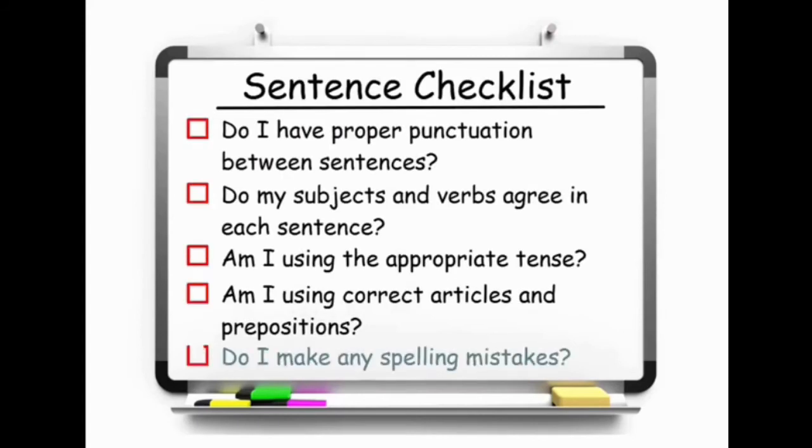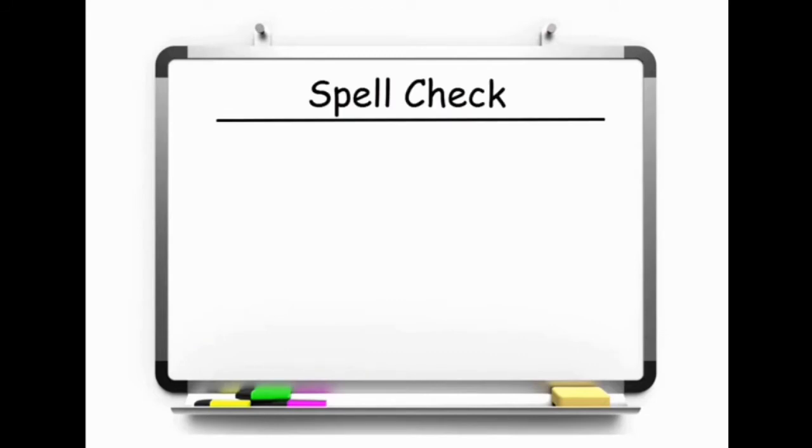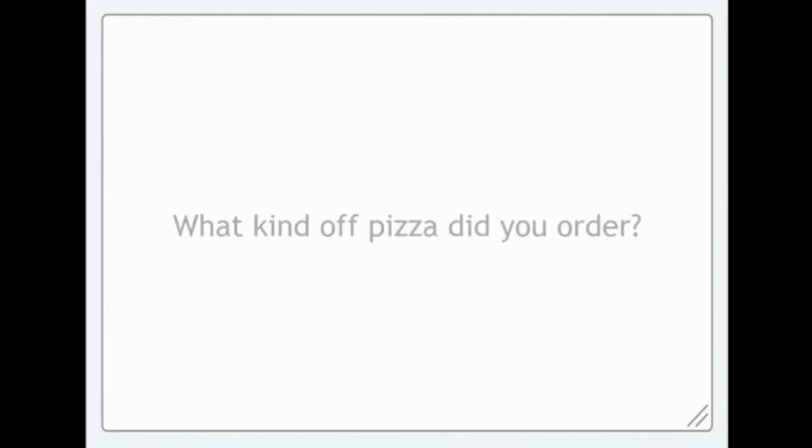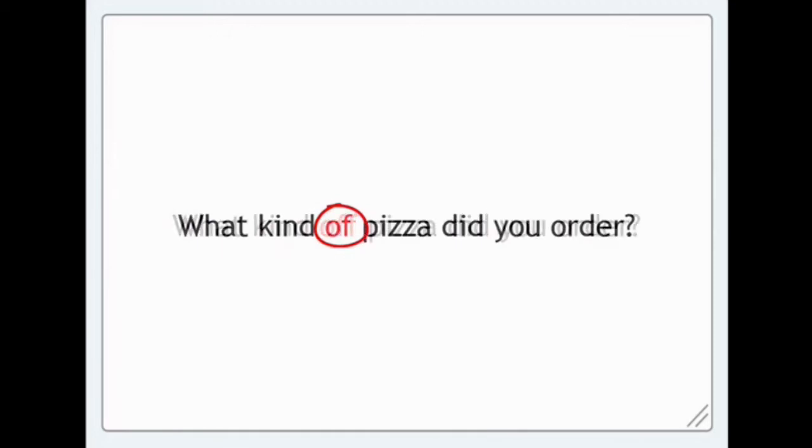And lastly, do I make any spelling mistakes? Now this one's a bit tricky. The writing test does include a spell check to help you with this, but it doesn't tell you whether the words you use are correct for that situation. For example, in the sentence, "What kind of pizza did you order?" Off is still incorrect, even though the word is spelled correctly, because it isn't used properly. So try and check for instances like this in your work.